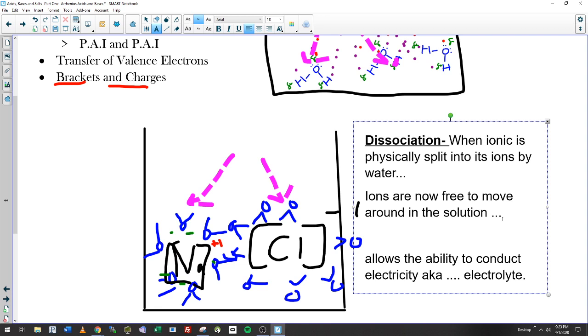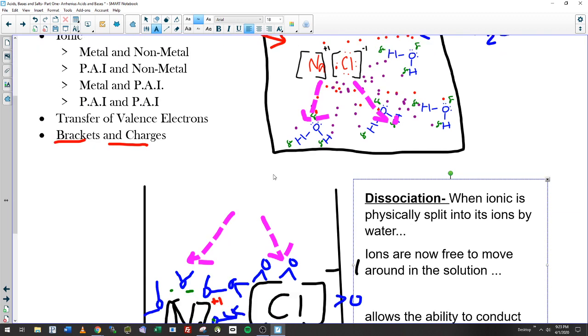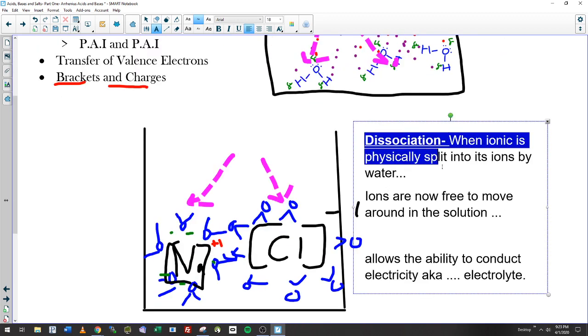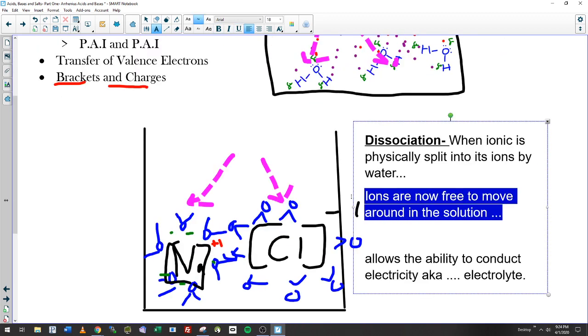I'm going to pause for a minute because this is the massive, massive take-home message. This concept of dissociation and having free ions that are allowed to move around in a solution. That is what makes something an electrolyte.